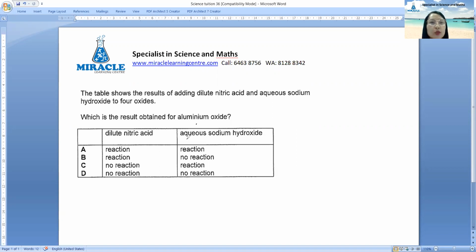Let us look at this science question. The table shows the results of adding dilute nitric acid and dilute sodium hydroxide to 4 oxides. Which of the result obtained for aluminium oxide?